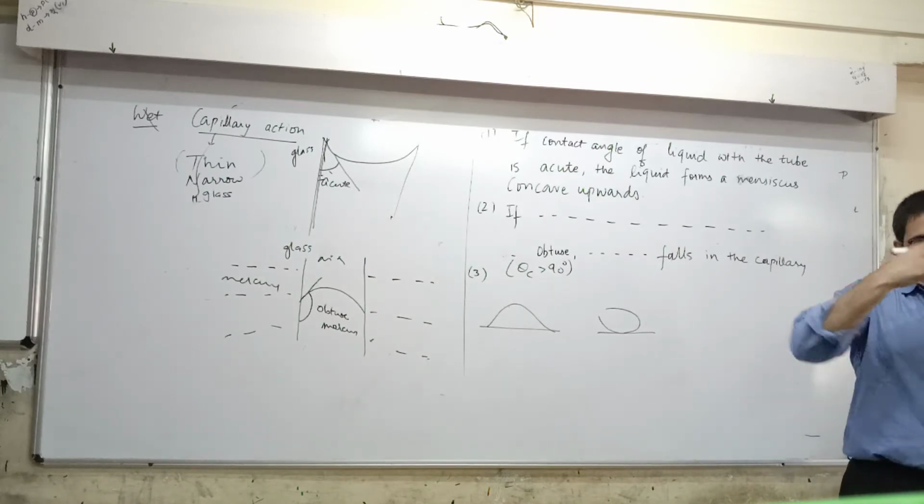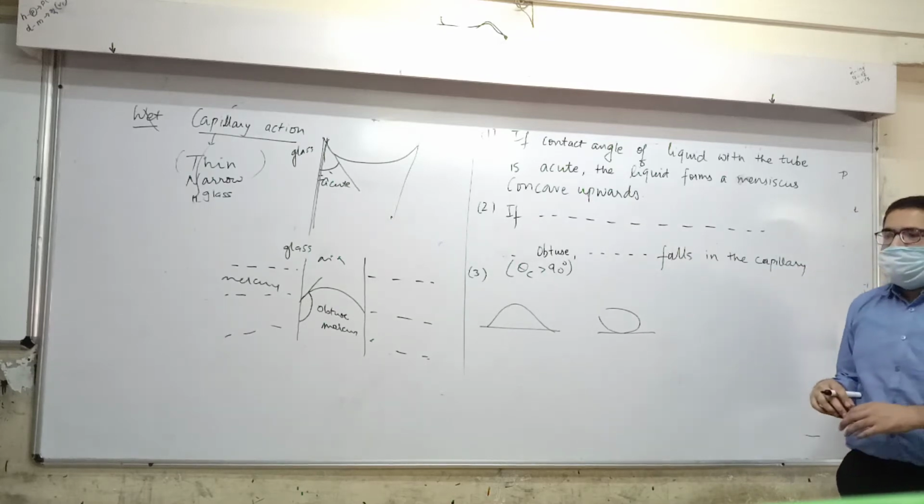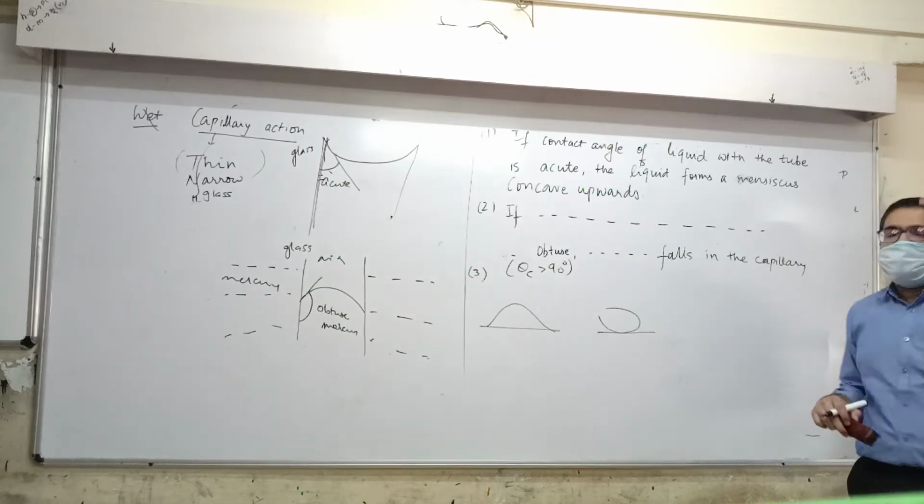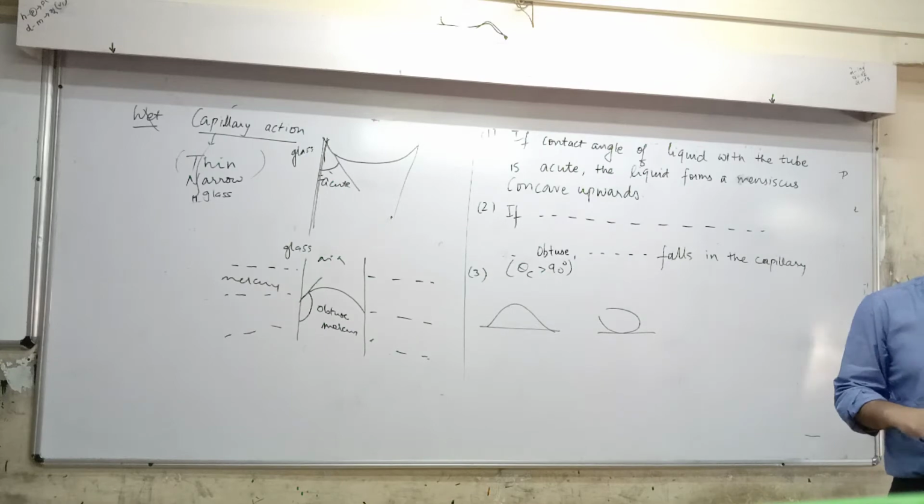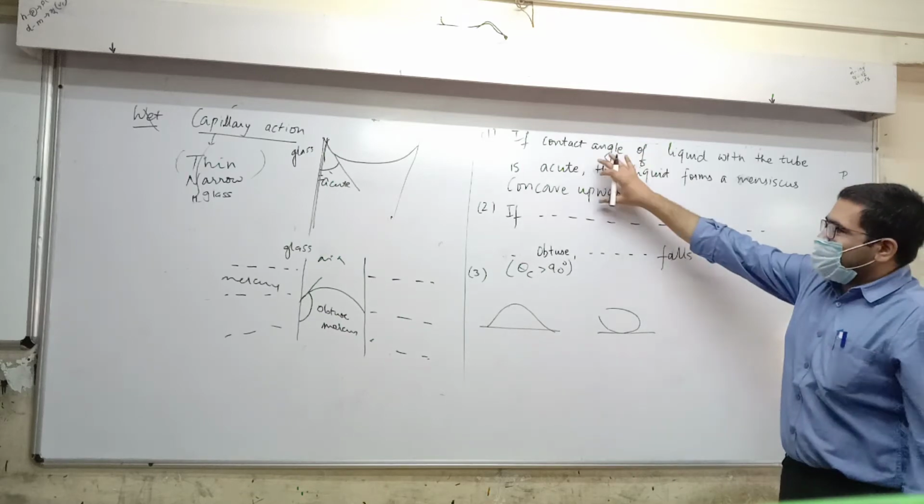Meniscus means that shape, the upper one. The shape of the eye lens is a meniscus. So what is the first point telling you?